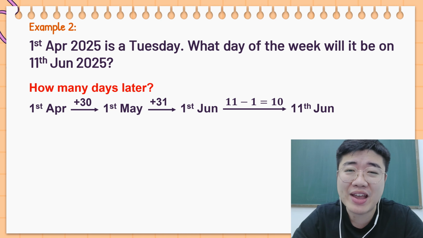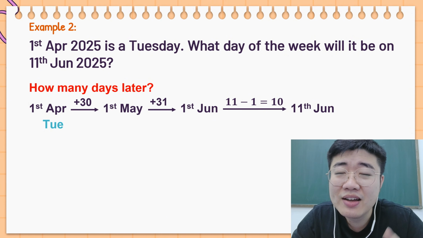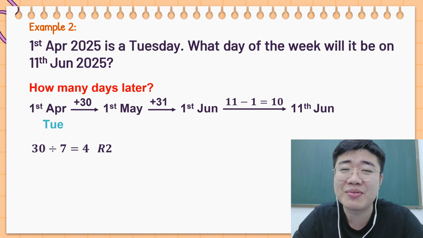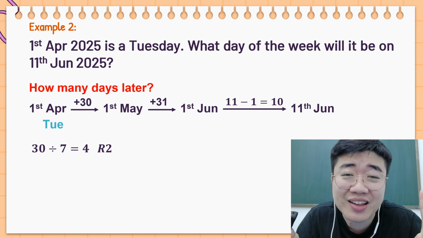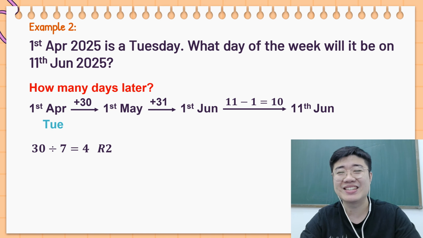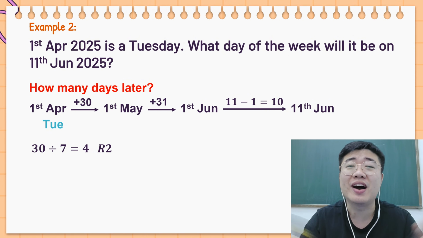Yes, we have to divide them by 7. Now we start from a Tuesday, 30 days later, so divide by 7. This gives us a remainder of 2. So for those 4 weeks, do we need to track them anymore? No, there's no need to track them anymore, because 4 weeks after the Tuesday, it will still be a Tuesday.